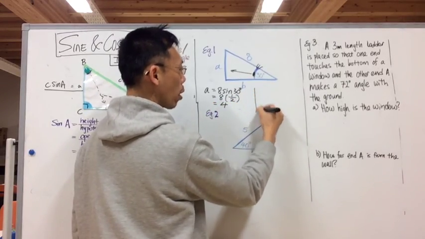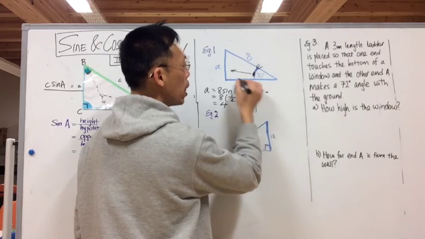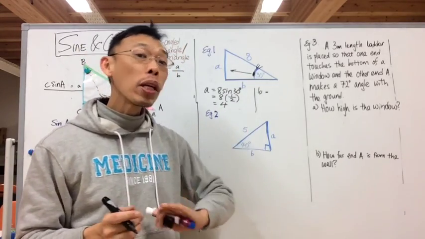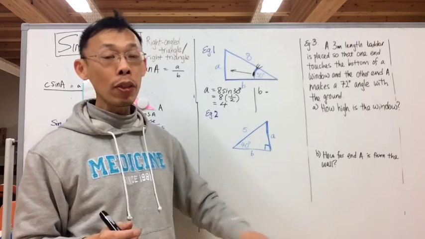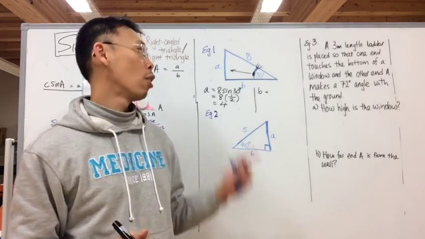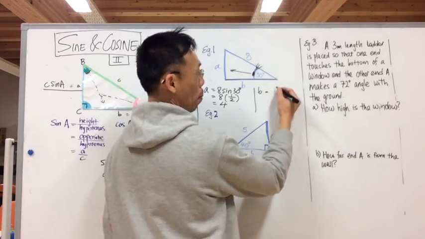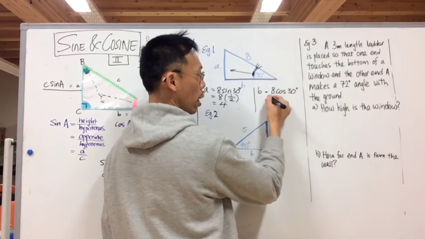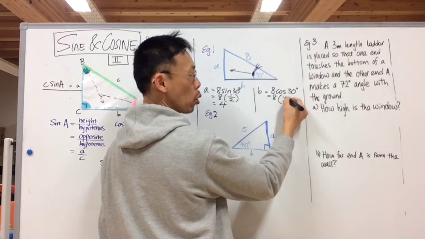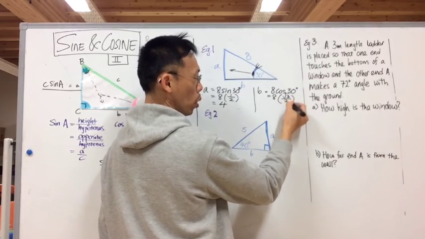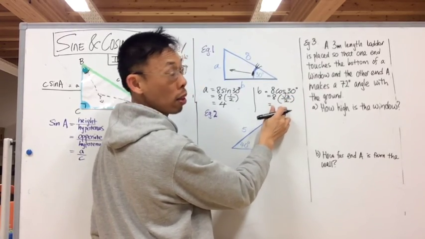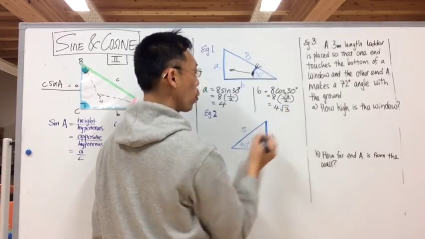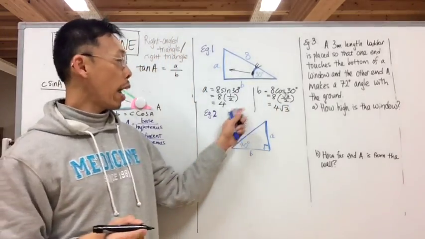Similarly, I can calculate for b. b is adjacent. It's on the ground, and you put a carpet on the ground. Carpet starts with a C, cosine starts with a C. So b is 8 cosine 30 degrees, and cosine 30 is square root of 3 over 2, which you need to memorize from the previous lesson. So the answer is 4 times square root of 3. So these are the answers, a and b.